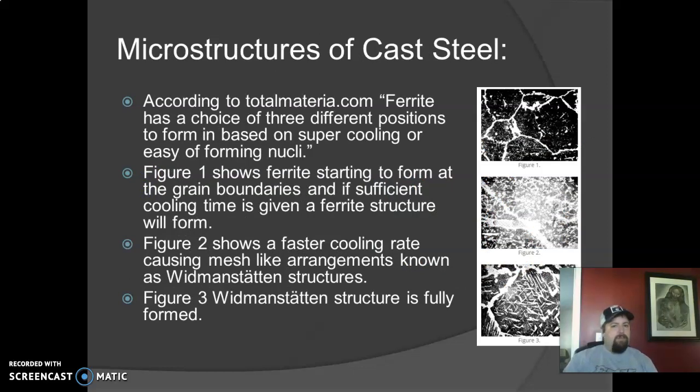This is a picture of the microstructures of cast steel. According to TotalMateria.com, ferrite has a choice of 3 different positions to form based on supercooling or ease of forming nuclei. Figure 1, which is up here, shows ferrite starting to form at the grain boundaries, and if sufficient cooling time is given, a ferrite structure will form.